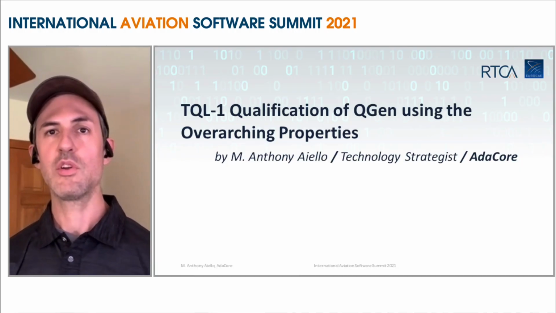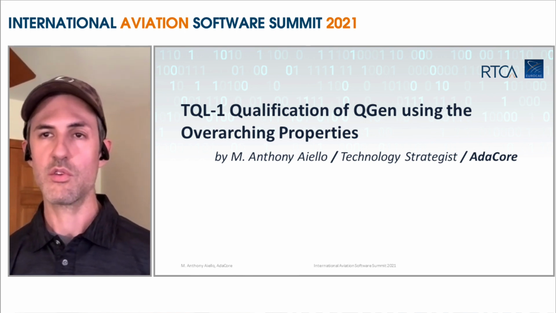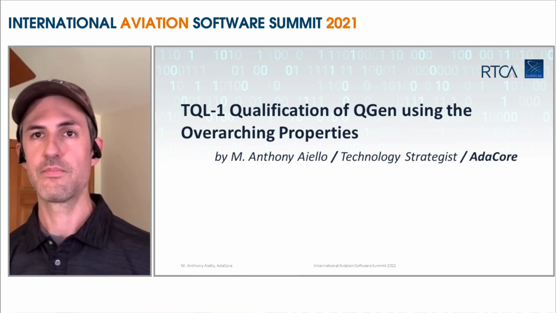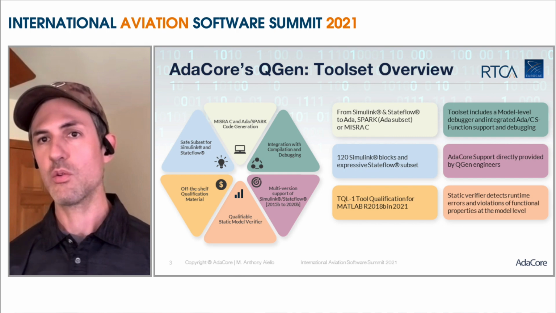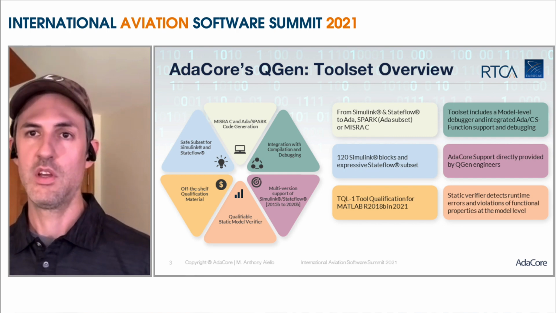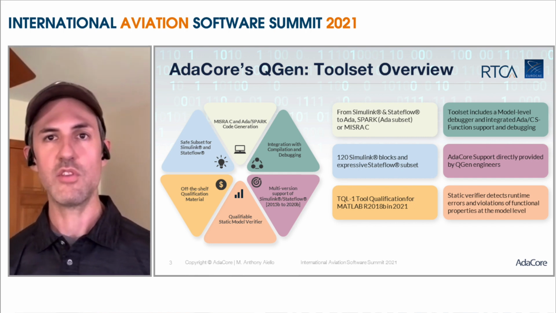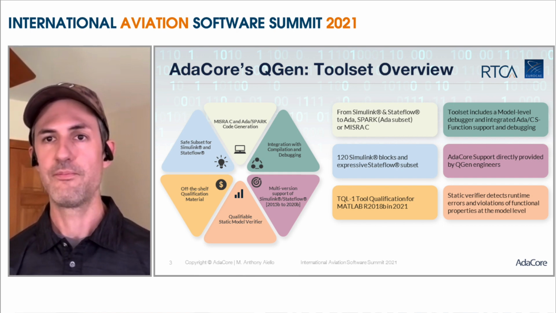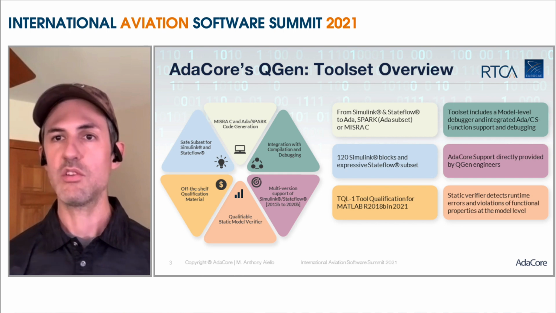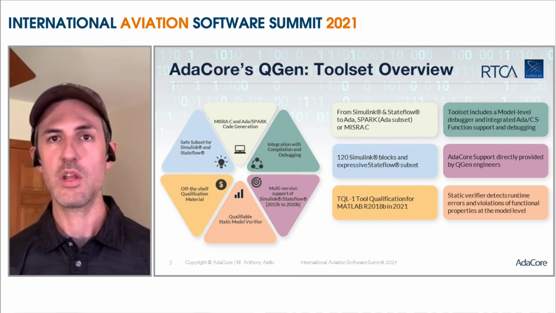I'm Tony Aiello, and I'm going to be talking about the TQL1 qualification of QGen using the overarching properties. QGen is AdaCore's qualifiable code generator for Simulink and Stateflow. QGen targets a large number of Simulink blocks and covers a large subset of the Stateflow language. Using QGen, we can generate C code and we can generate Ada. For TQL1 qualification of QGen, we're targeting MATLAB 2018B, and we're generating MISRA C.